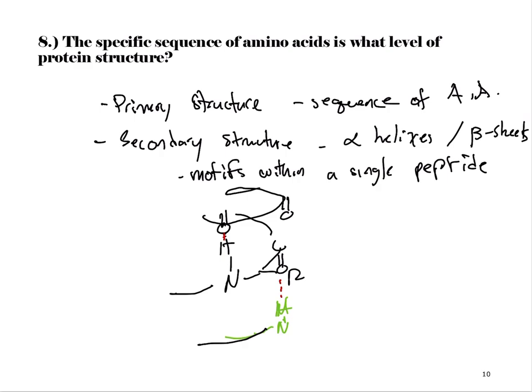In alpha helix, it's nice because the backbone perfectly spirals, and so you get the nice order going up and down the protein backbone. And so that would be secondary structure. And then tertiary structure.